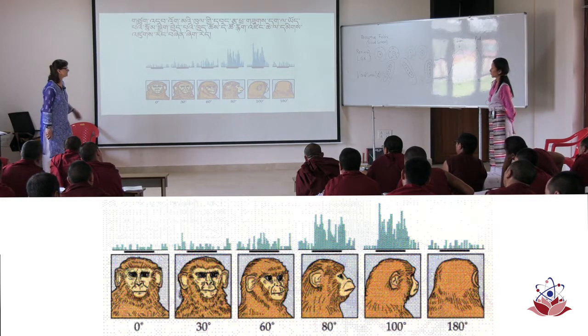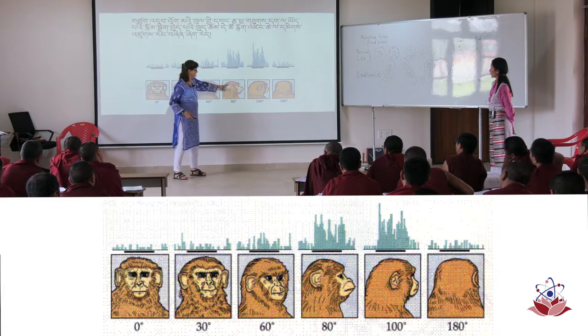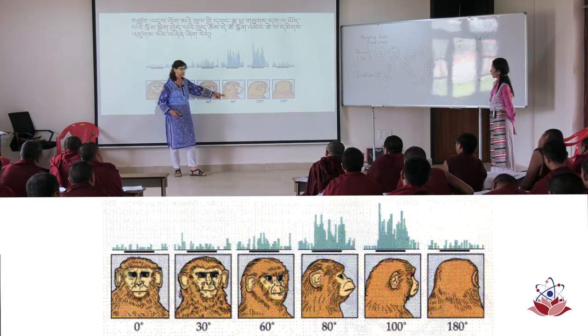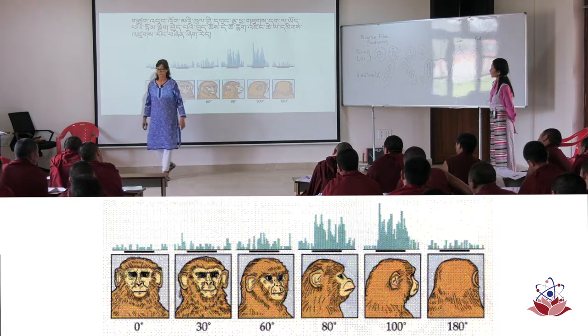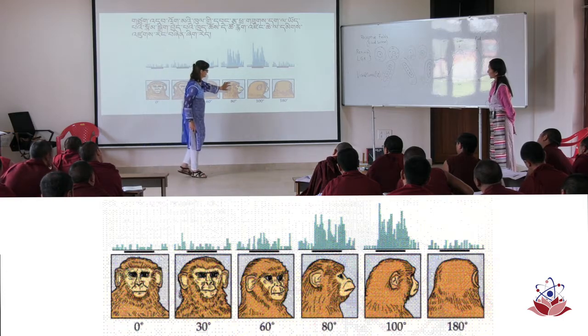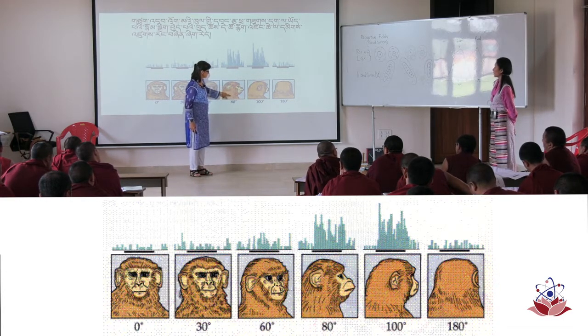But what the neuron is especially interested in is the profile or the side of the monkey, this view of the monkey. This neuron fires the most when it's viewing the monkey's face from the side.